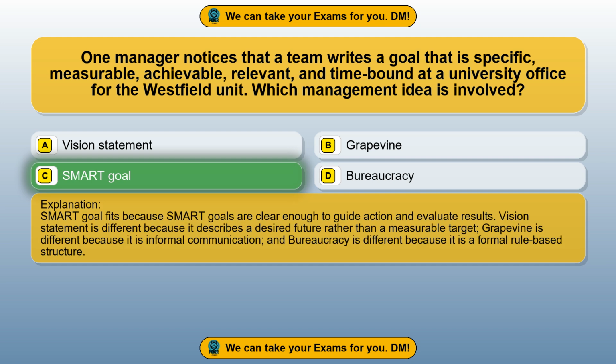Smart goal fits because smart goals are clear enough to guide action and evaluate results. Vision statement is different because it describes a desired future rather than a measurable target. Grapevine is different because it is informal communication, and bureaucracy is different because it is a formal rule-based structure.